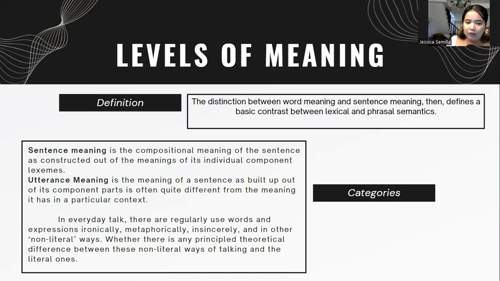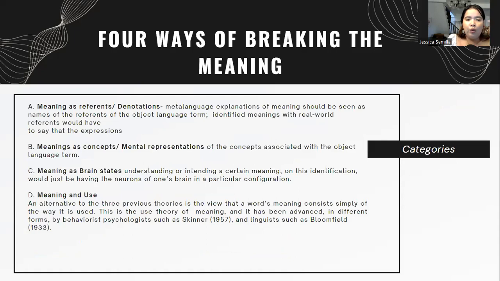So in everyday talk, there are regularly used words and expressions, used ironically, metaphorically, insincerely, or in non-literal ways. So sometimes the sentence meaning would not help you to understand it further. Therefore, you read most of the sentences, the whole context, so that you would see what is the real meaning of it. Because sometimes it is confusing or vague. Understand?